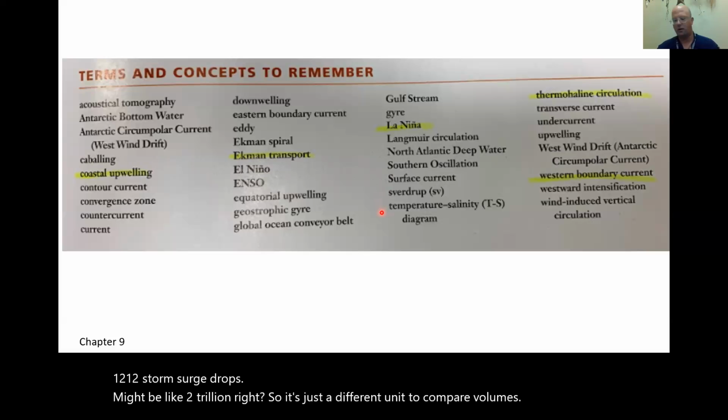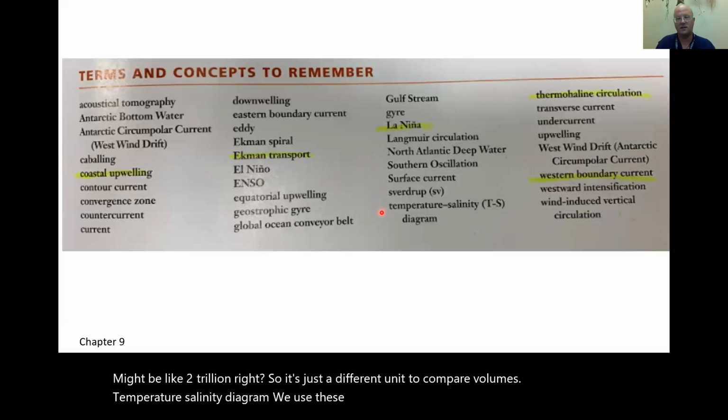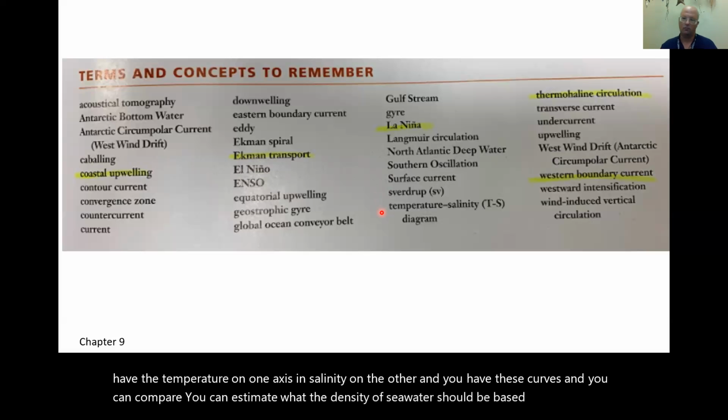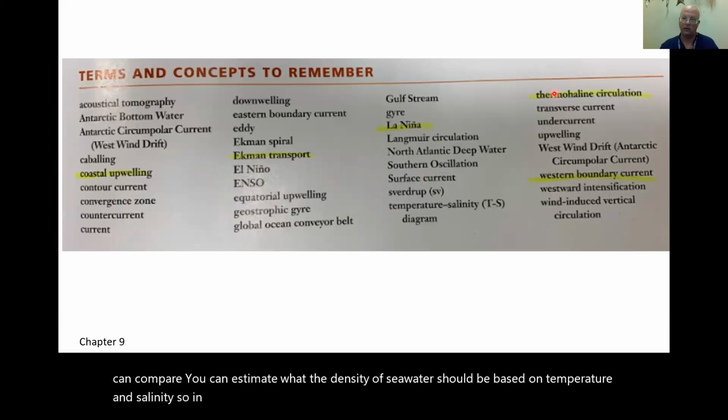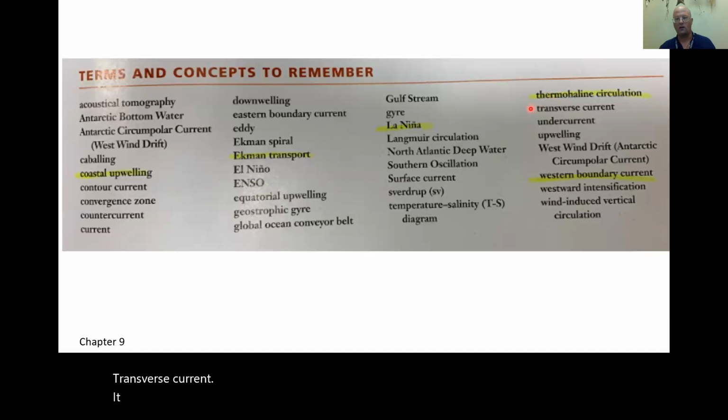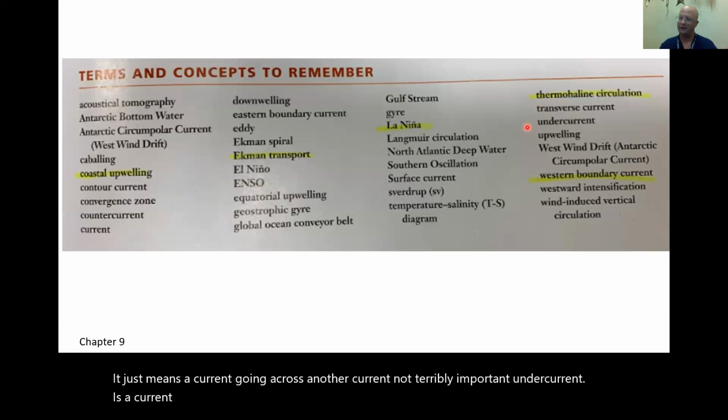Temperature salinity diagram, we use these a lot to determine the density of water. So you have the temperature on one axis and salinity on the other, and you have these curves, and you can estimate what the density of seawater should be based on temperature and salinity. And that drives thermohaline circulation. Transverse current just means a current going across another current, not terribly important. Undercurrent is a current that's under another current. Again, not terribly important. Upwelling, we've already talked about.